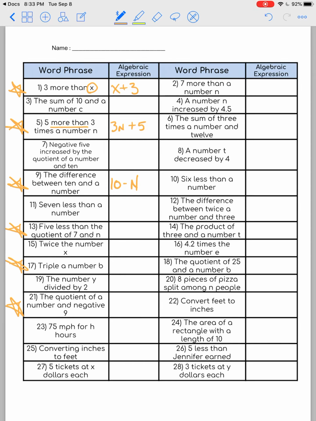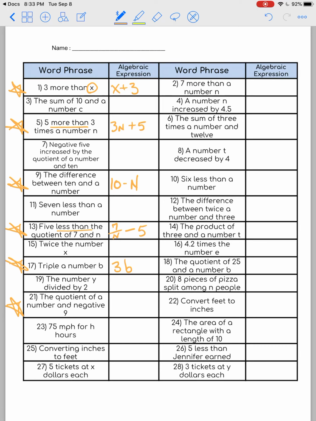Let's look at number 13. 5 less than the quotient of 7 and a number. So for 5 less than something, you have to have the something first. And the quotient of 7 and n simply means 7 divided by n minus 5, because we're going 5 less than that. Triple a number b is multiplication, so 3 times b.